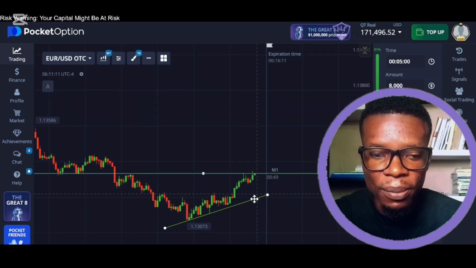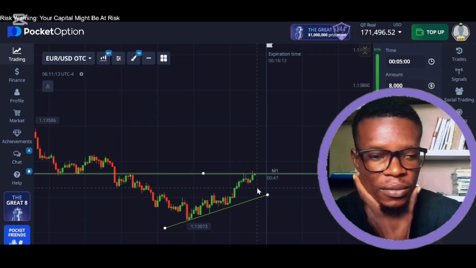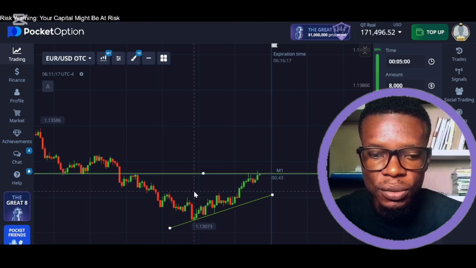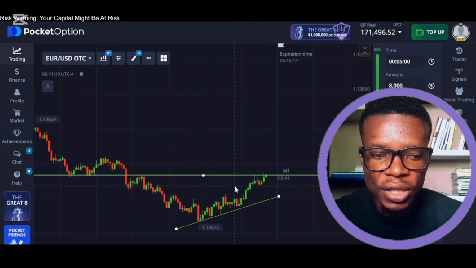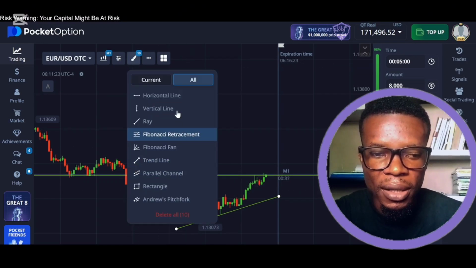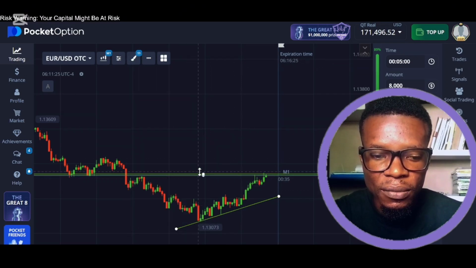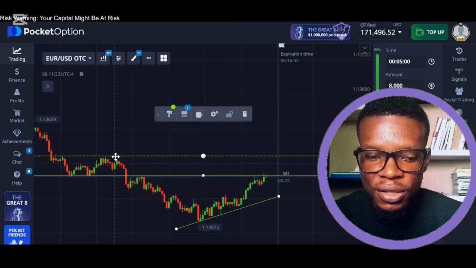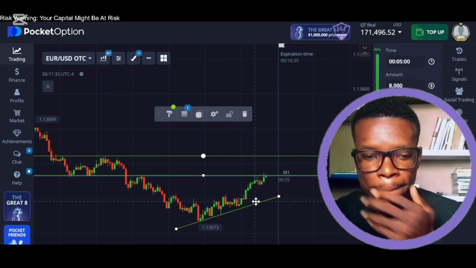So we still hope that price should come down, probably in the future, to take a trade. I'm also looking at, let me apply a horizontal level also on this level. So if price should break this level, the next stop of the market should be right on this resistance level.